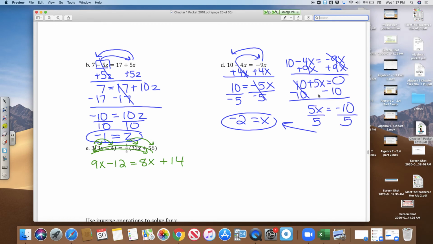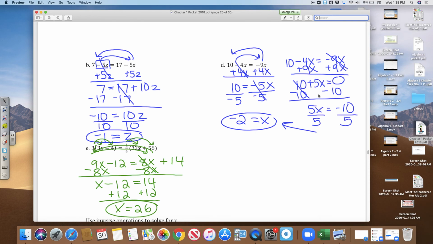To do either way, you have to just do the opposite of what's happening to cancel out that variable. I'm going to move the 8x to the left, and I want to do that because when I subtract 8x from both sides, I'm going to be left with a positive number of x's, and I prefer to have positive numbers rather than negative. 9x minus 8x is just 1x, so I'm left with x minus 12 equals 14. Now this is just a one-step equation. I'm going to add 12 to both sides, and I'm left with x is equal to 26. And again, you can always check your answers by taking these numbers and replacing them in for the variables.